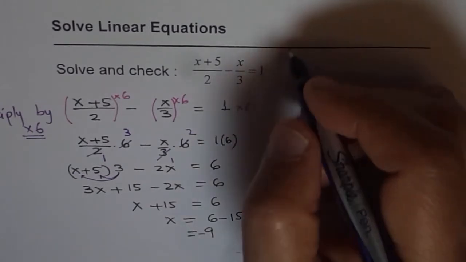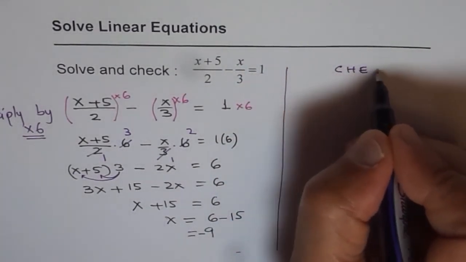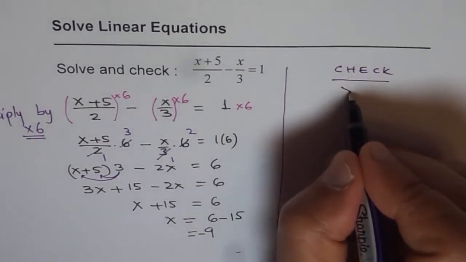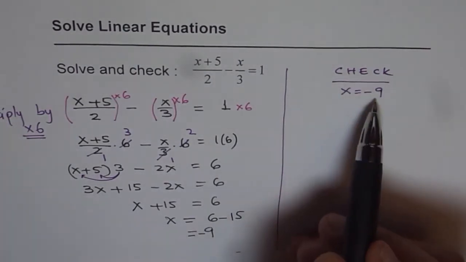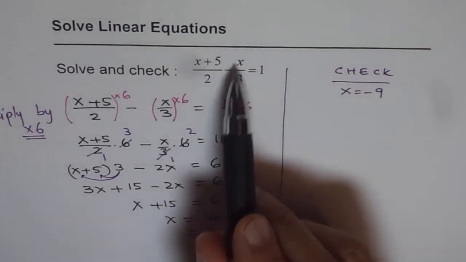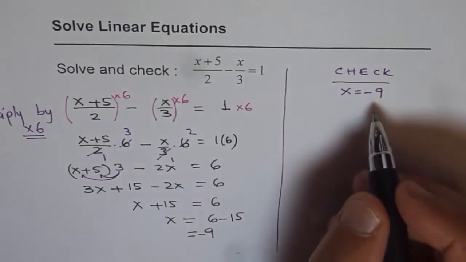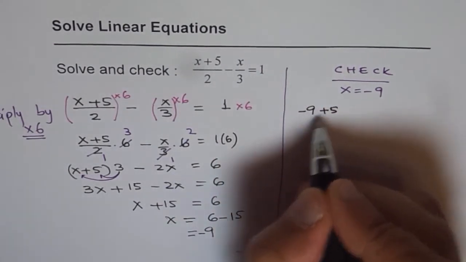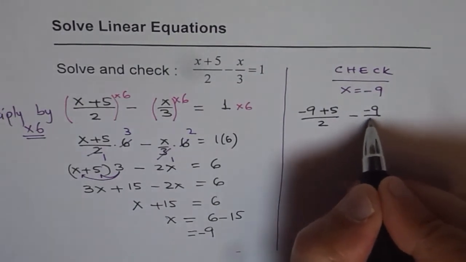Now let us check whether this is the right solution or not. We have already solved and we have x equals minus 9. To check it, we'll place the value of minus 9 in the left side and see if we get 1 on the right. So let's do it. Minus 9 for x will mean (-9 + 5)/2 minus (-9)/3.